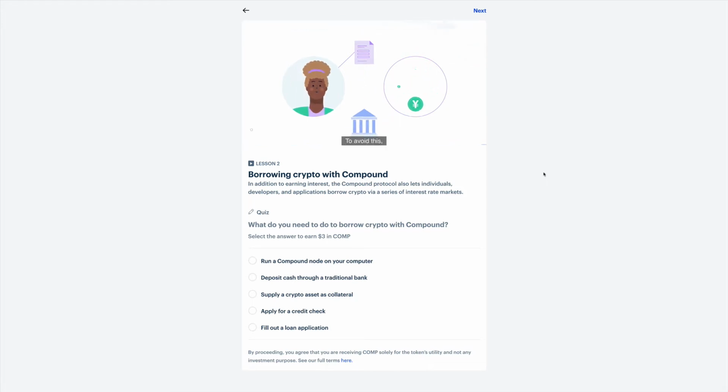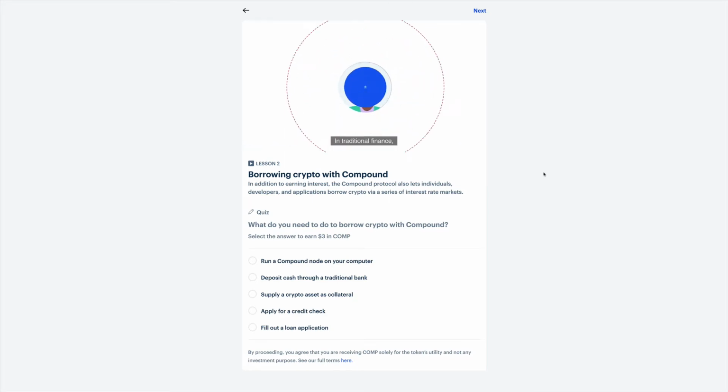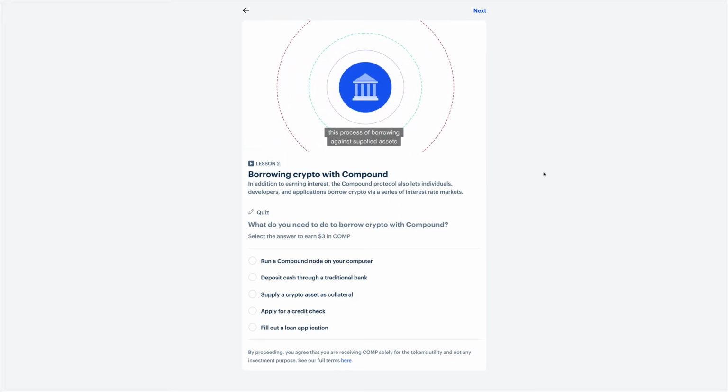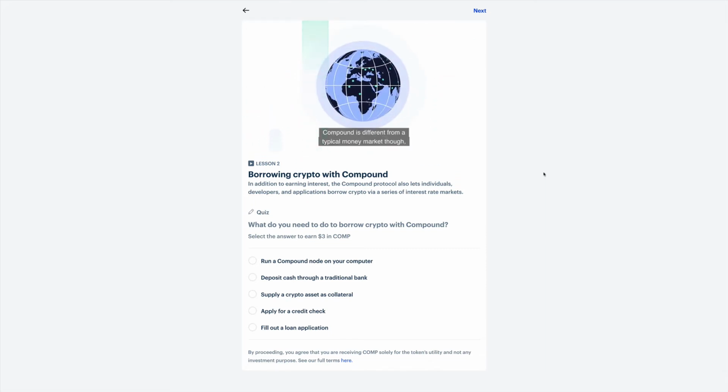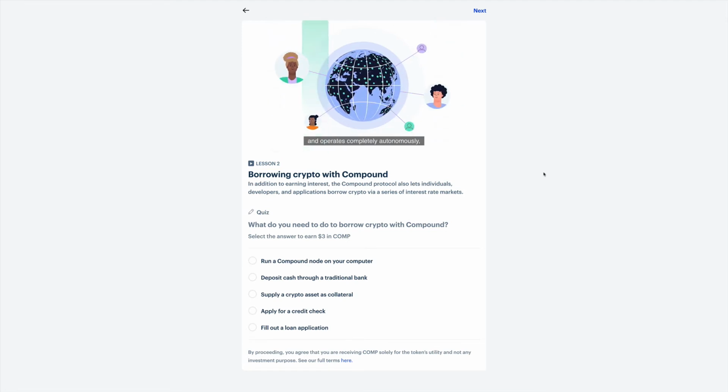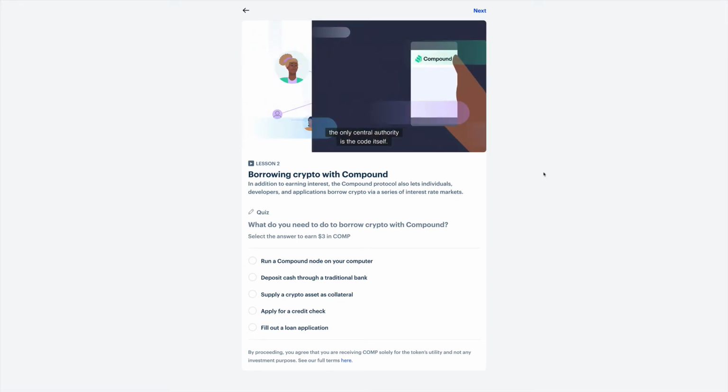To avoid this, Maya could borrow crypto assets directly from Compound instead, using assets she has supplied to the protocol as collateral. In traditional finance, this process of borrowing against supplied assets is called over-collateralized lending. Compound is different from a typical money market, though, because it's decentralized and operates completely autonomously. The only central authority is the code itself.